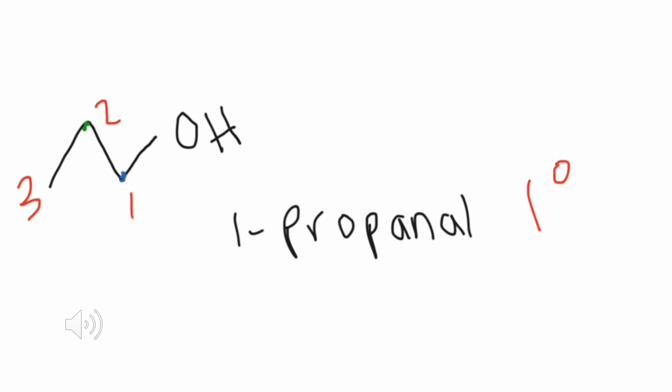So how would we classify this alcohol? Well, the carbon on the right here is bonded to the OH. That carbon is bonded to one other carbon right there. So this would be a primary alcohol. So 1-propanol is a primary alcohol in terms of its classification.